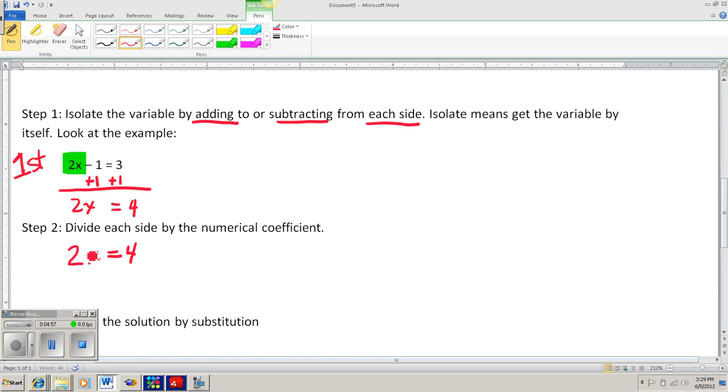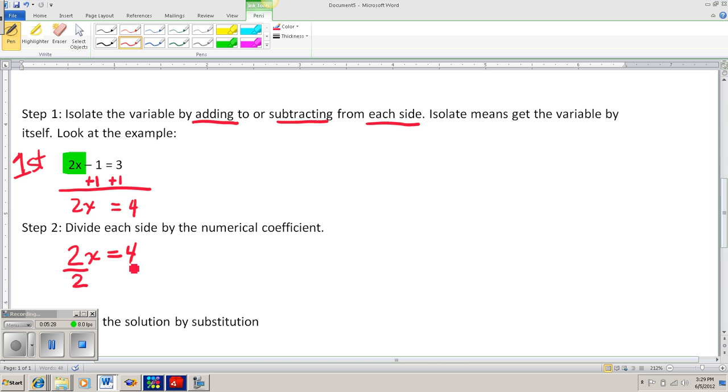So you have to remember that the numerical coefficient is the number that is next to the variable, which means that number multiplied by the variable, or two groups of that number, x. So I'm going to divide each side by the numerical coefficient. Division in algebra doesn't use this symbol because it looks a lot of times like a plus sign, and sometimes it looks like an x. So don't use that division symbol.